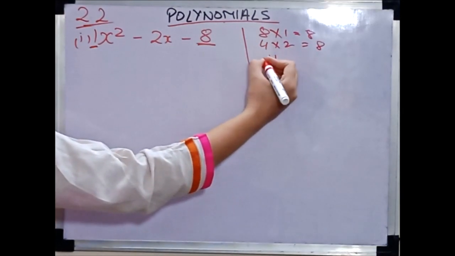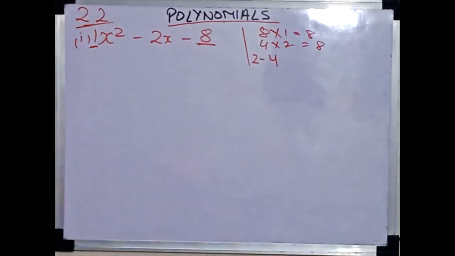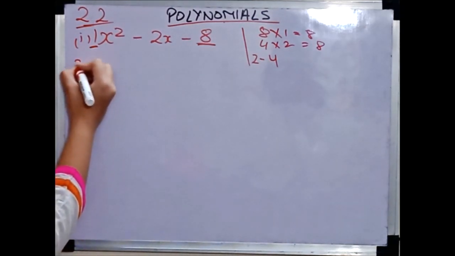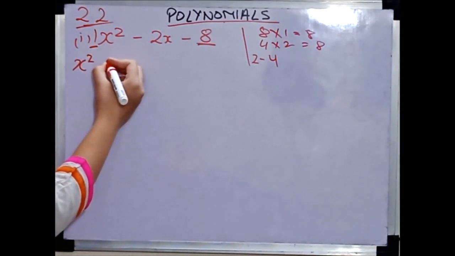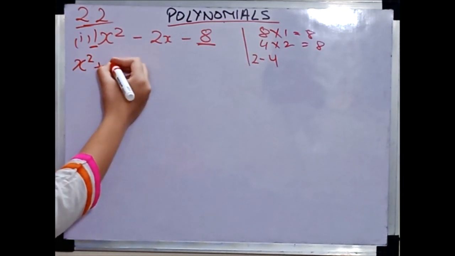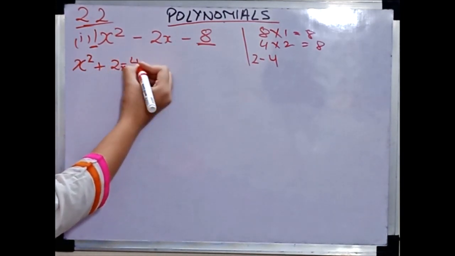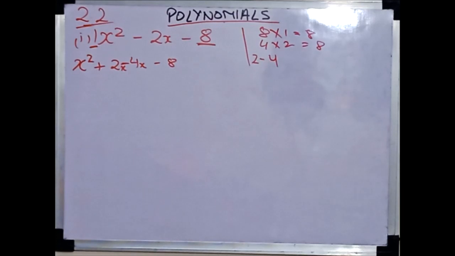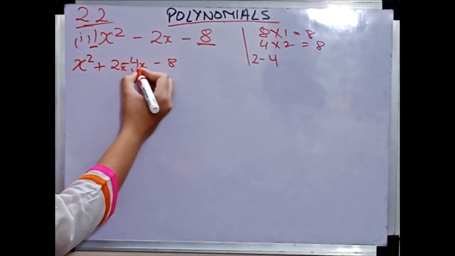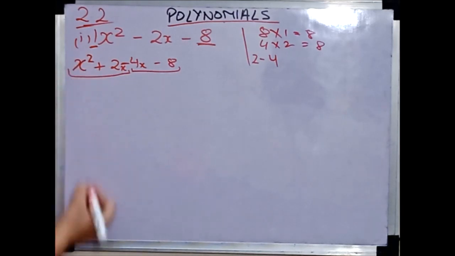And if I write it down, 2 minus 4 is going to give me minus 2. Hence I can write x square, not minus, it will be plus 2 minus 4. You have to put x with both of them, minus 8. Now we'll do the grouping. This will become one group, this will become another group. Here I can see that x is common, so I'll put x outside the bracket.